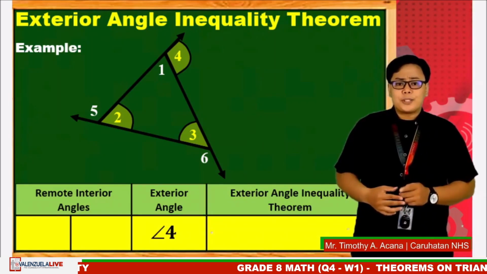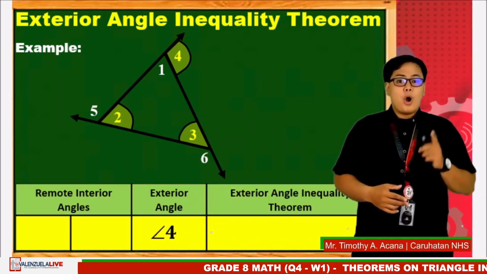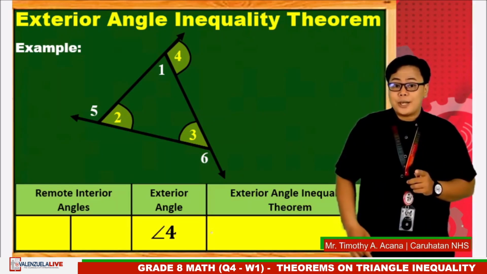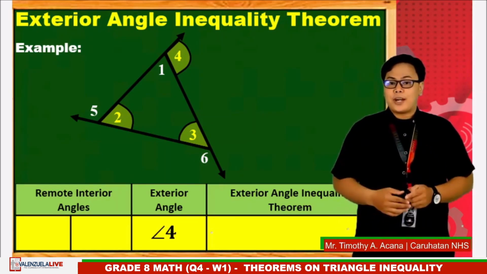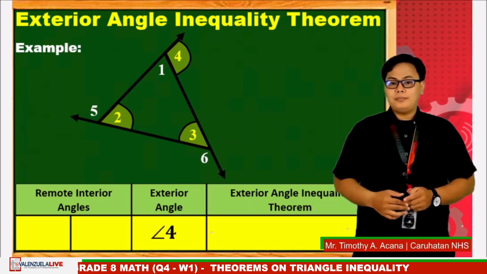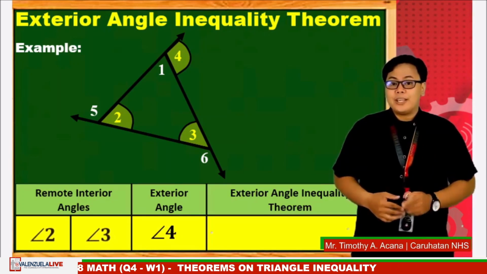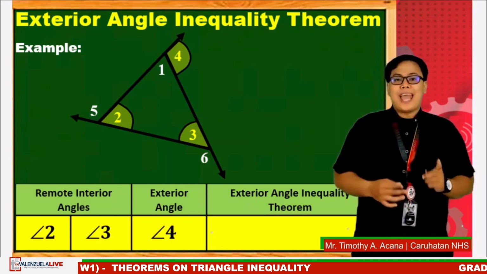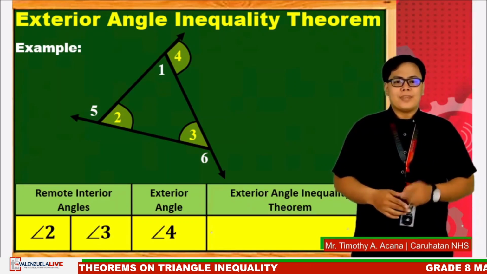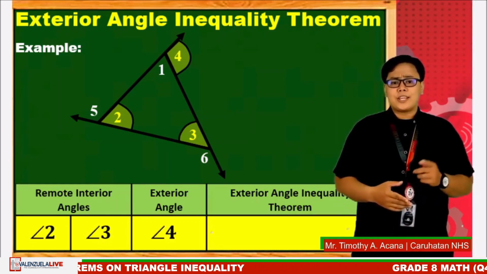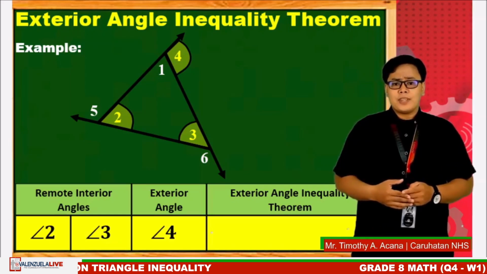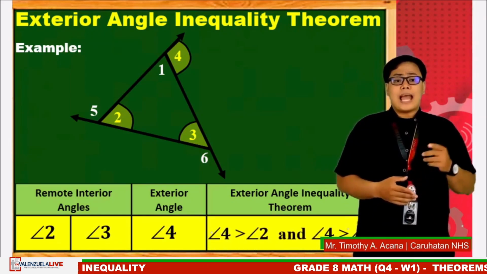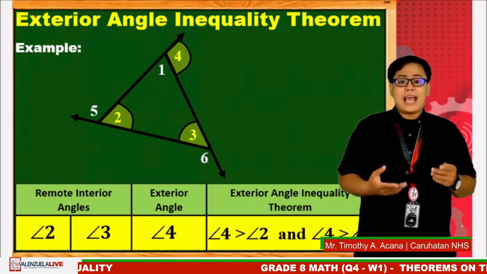Let us first determine the remote interior angles of the exterior angle 4. What are the remote interior angles if the exterior angle is angle 4? Very good. The remote interior angles are angle 2 and angle 3. And by applying the exterior angle inequality theorem, we have angle 4 is greater than angle 2 and angle 4 is greater than angle 3.